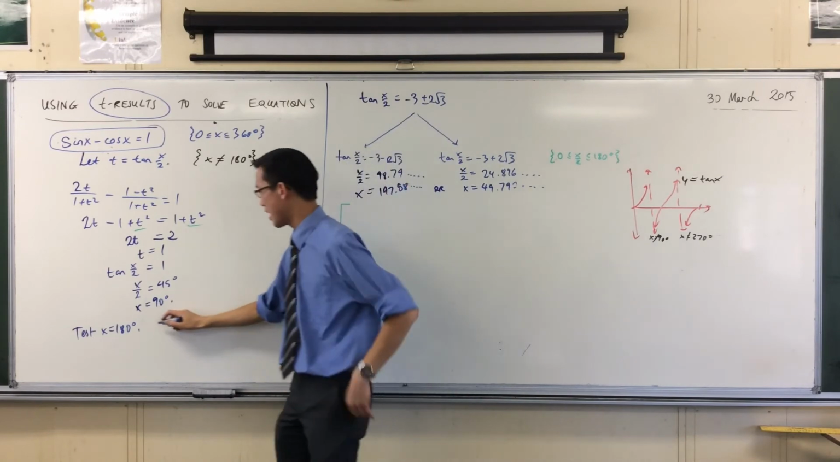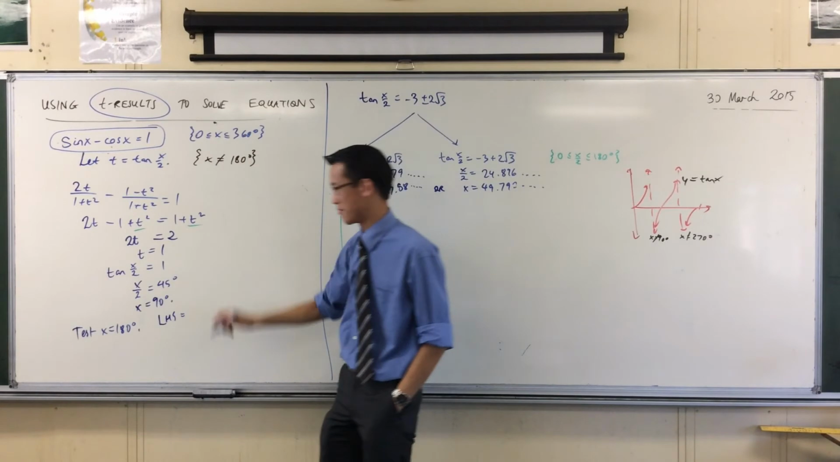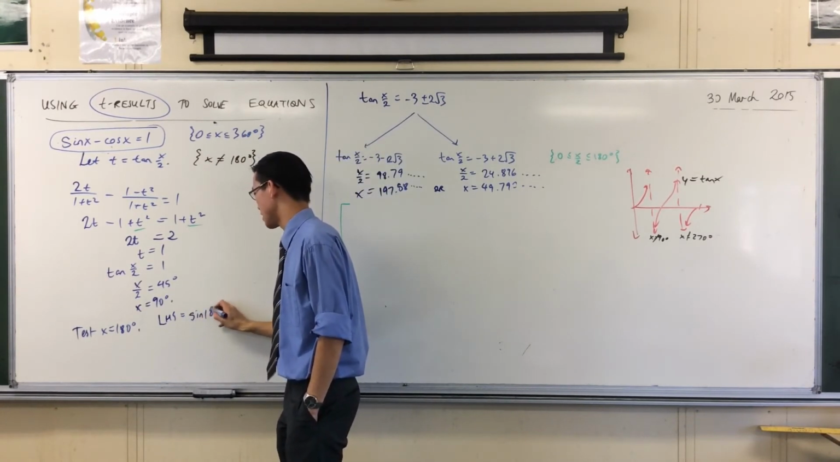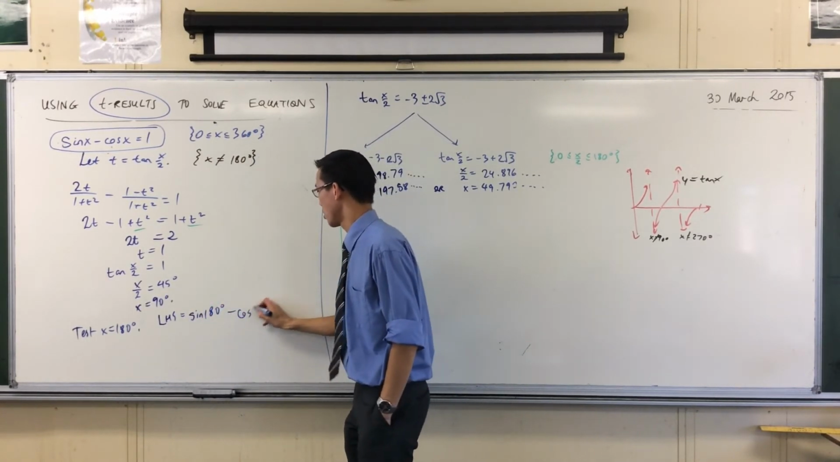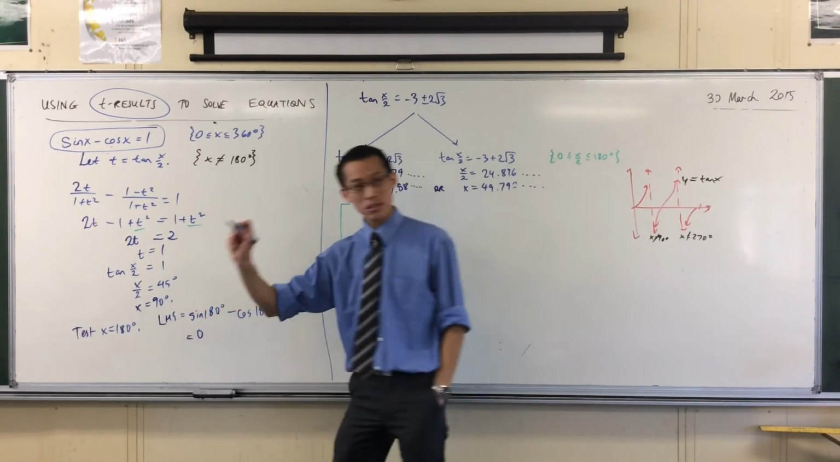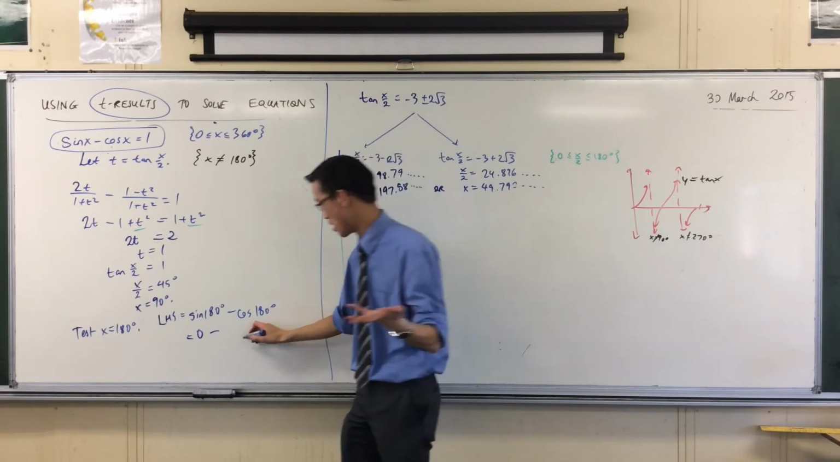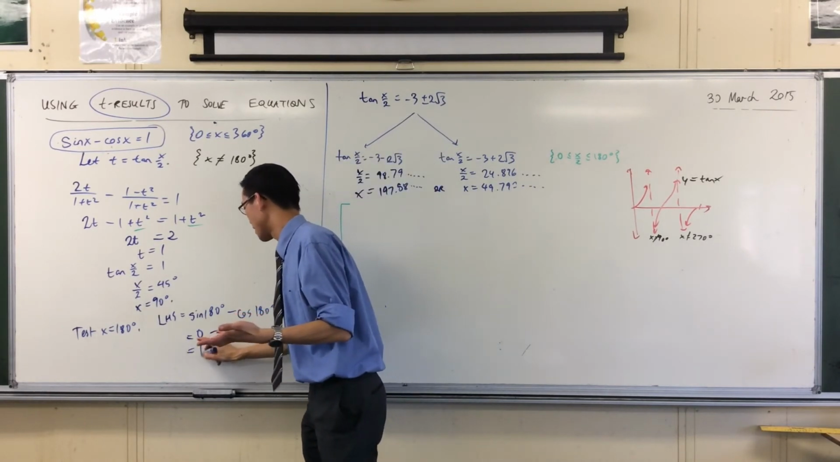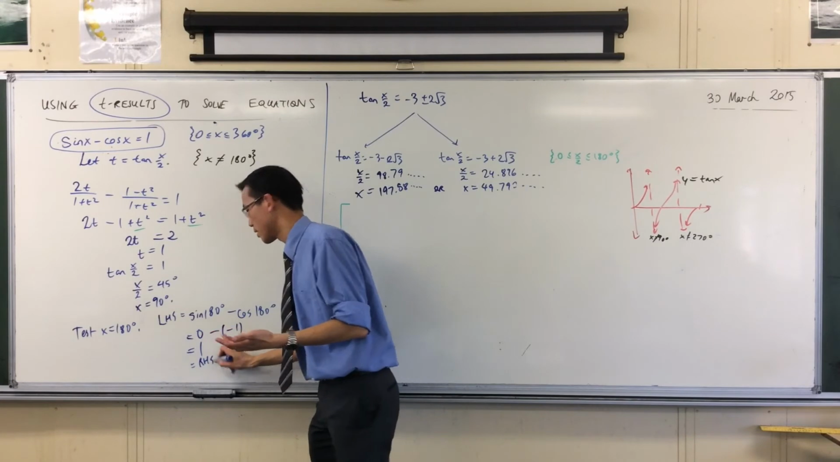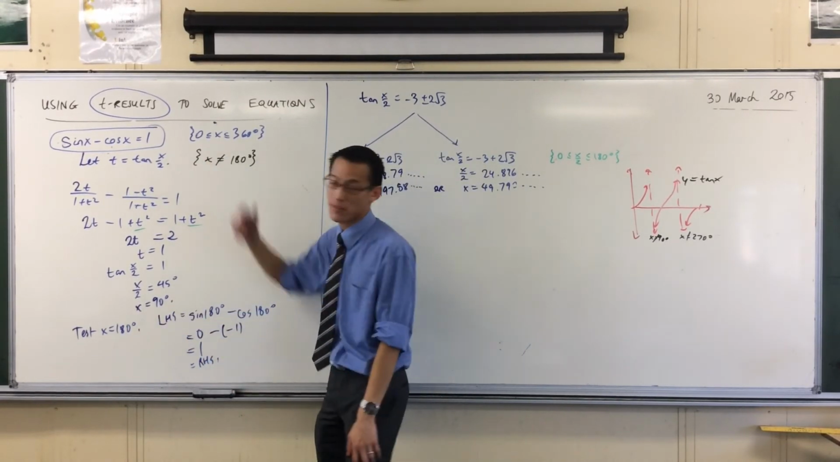Here's the way I do it. I'd say left-hand side equals, and then I'm literally going to put the numbers in. Sine of 180, we did this about 2 minutes ago, minus cos of 180. Sine 180 is 0, minus cos of 180 is negative 1, and sure enough, that's 1, which is the right-hand side. So therefore, 180 degrees is a solution. It satisfies the original question.